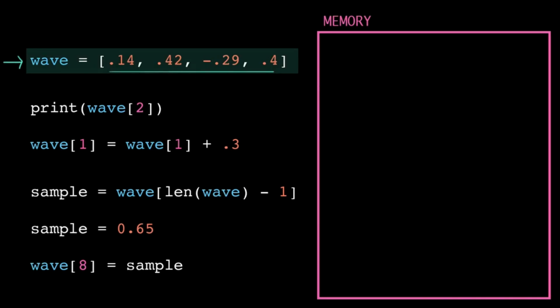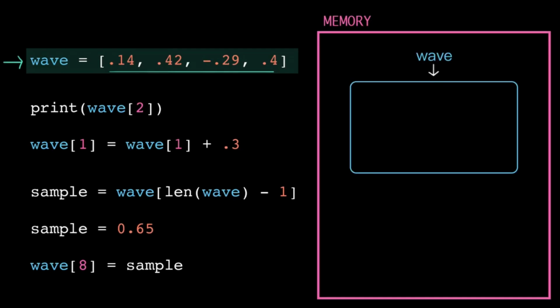So just like when we defined variables before that held primitive data types, the computer goes off to short-term memory, allocates space for the new list, and tags it with the variable name wave. But how exactly does the computer represent that list in memory? In Python, lists can hold values of any data type. Your elements might be integers, strings, or even other lists.